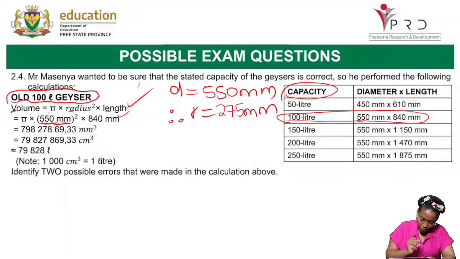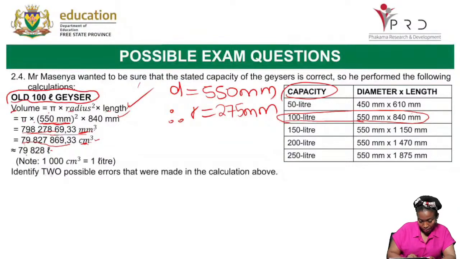It is correct. And then he punched in everything on the calculator to get this answer. And then he converted from millimeters to cubic centimeters, from cubic millimeters to cubic centimeters. But there is no change here. The answer is still the same. This answer and this answer, they are the same. The only difference are the units. And then converted from cubic centimeter to get this number of liters.